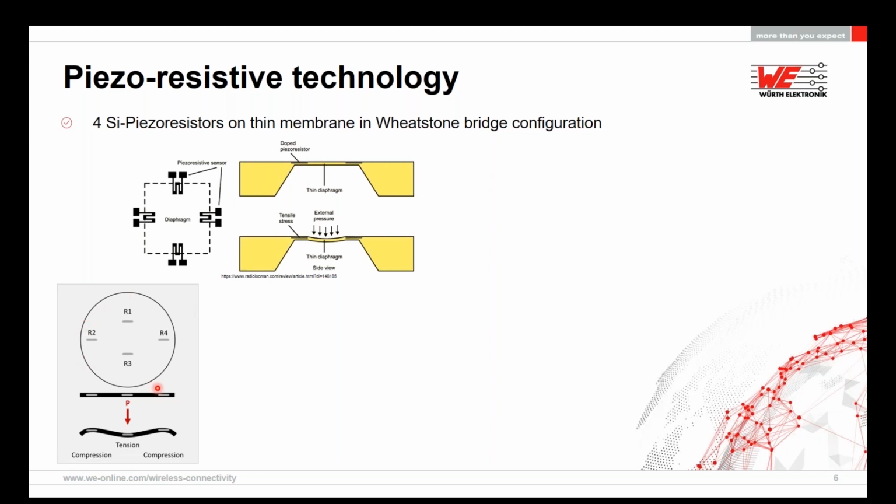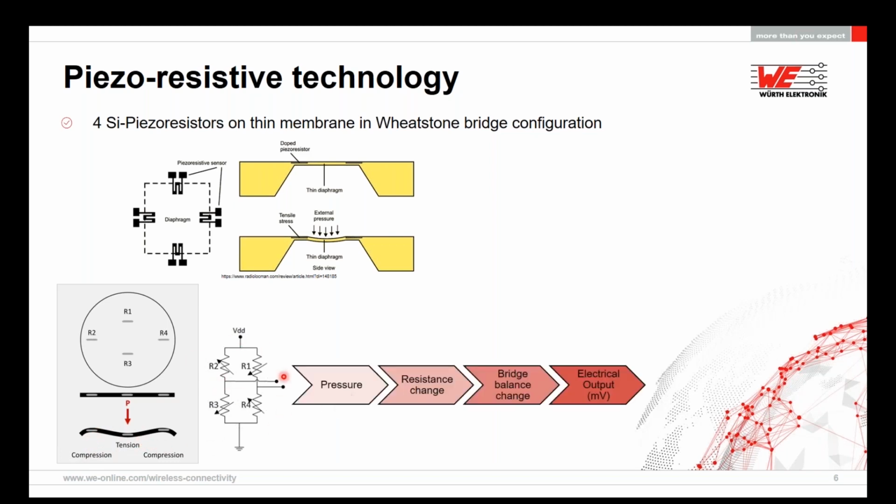The piezoresistors, as you see in the figure, are placed in a Wheatstone bridge configuration, same as what we saw for the capacitive sensors. Here, the capacitors are replaced with resistors. When the pressure is exerted on the diaphragm, some of the resistors are under compression, and some of them are under tension. This changes the resistance of the piezoresistors, which makes the bridge unbalanced, and it generates an output signal in terms of millivolts, which is directly proportional to the pressure exerted on top.